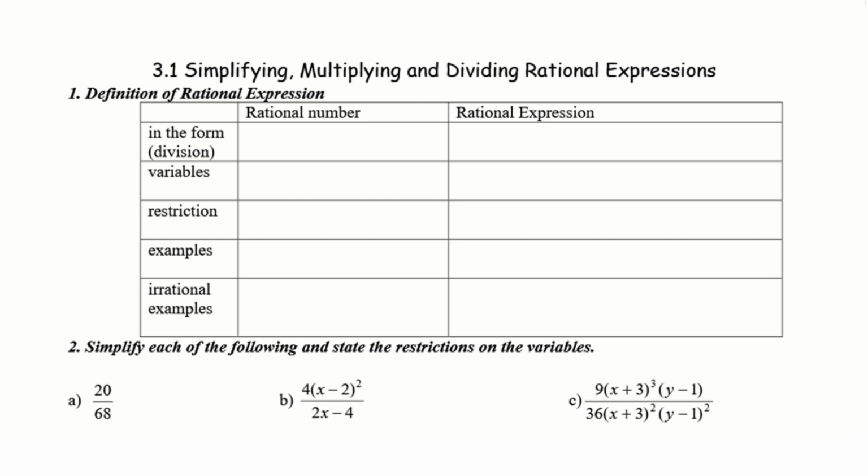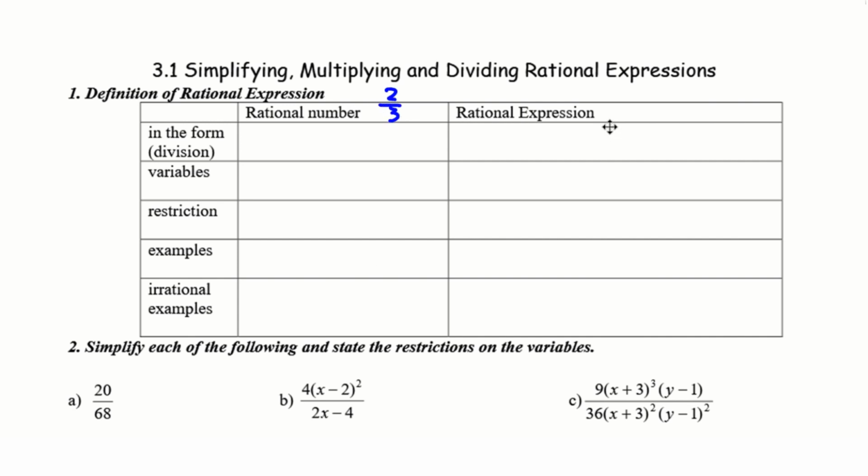In this lesson, we are going to cover simplifying, multiplying, and dividing rational expressions. Before we start, we want to go over the similarity between rational numbers and rational expressions. Rational numbers are the fractions that we have learned before. For example, a rational number could be 2 over 3.